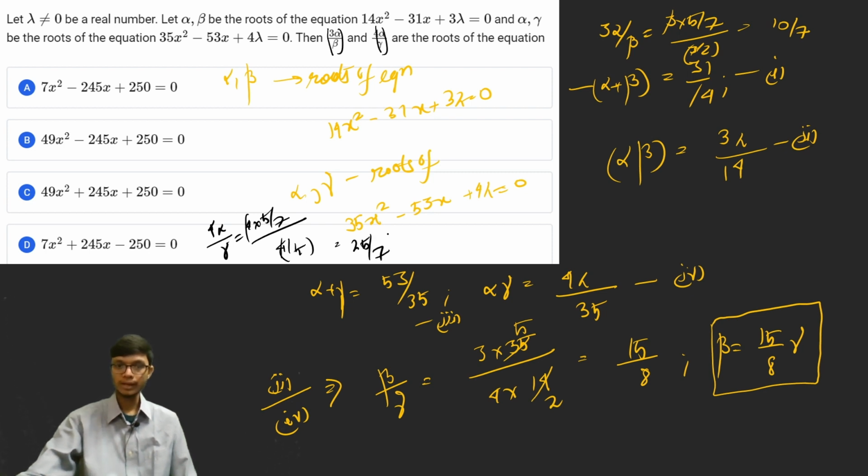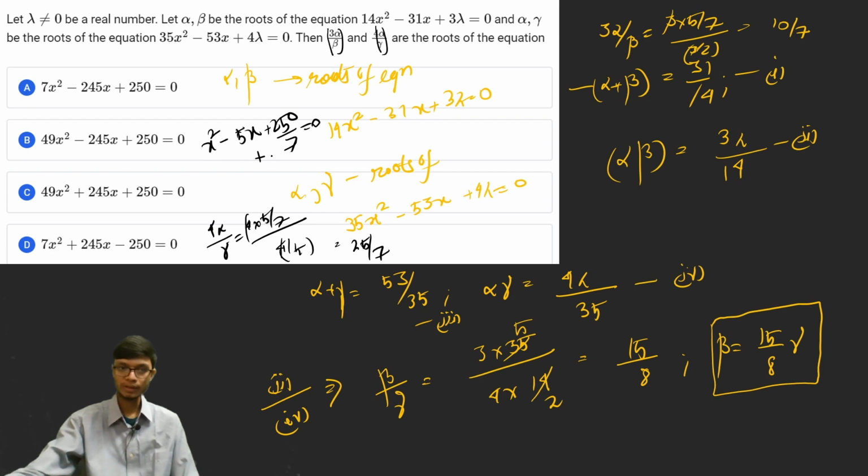If we add both, the sum of the roots for the new equation will be equal to 5. That means the equation will be of the form x square minus 5x plus the product of the roots, which is equal to 250 by 7, equals 0.